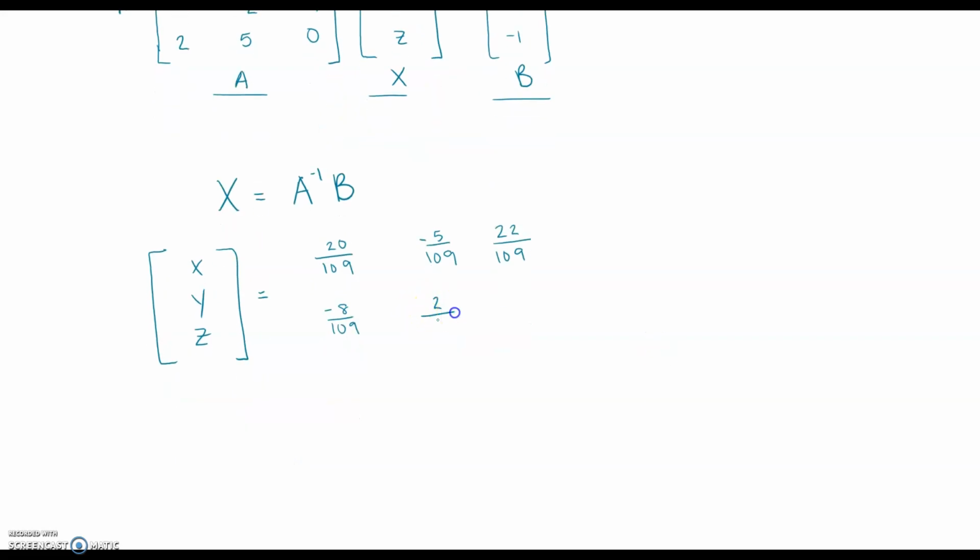Then 2, 13 over 109, 127/12 over 109. Okay, so that's my A inverse matrix.